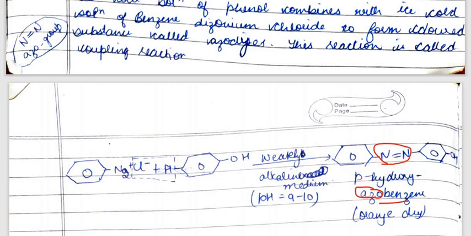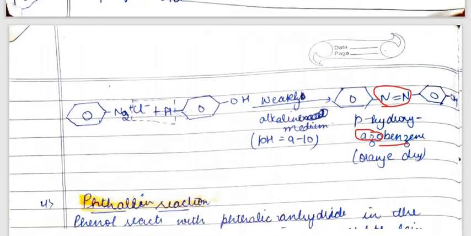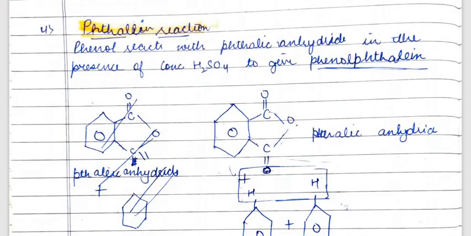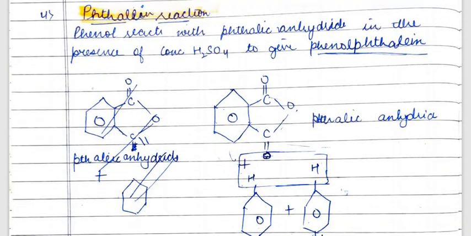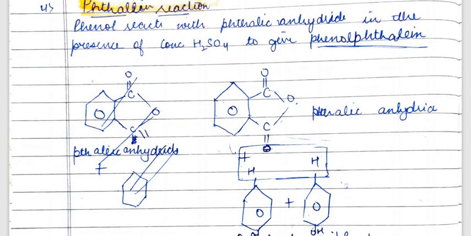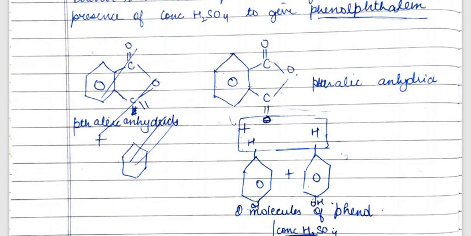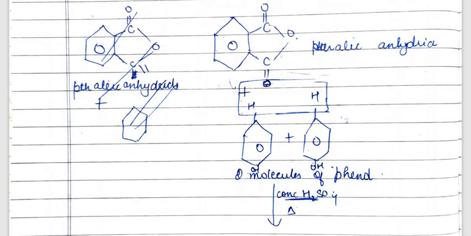So it is a coupling reaction. So next is Phthalate reaction. This is also very important. Phthalate reaction is when phenol reacts with phthalic anhydride in the presence of concentrated sulfuric acid to give phenolphthalein. This reaction is called Phthalate reaction.